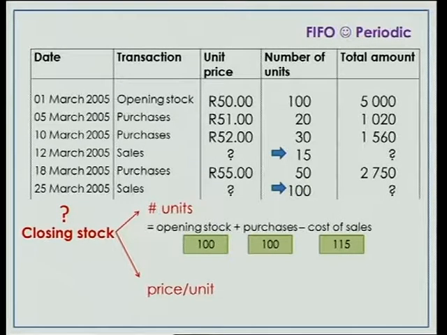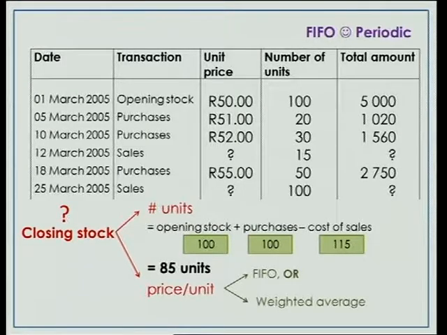So how many units do I have left now? I had 200 units to sell, of which I've sold 115. So 200 minus 115, I'm left with 85 units. Now the difficult part is, what's the price per unit? Okay, well that depends. What does it depend upon? It depends on, am I using the FIFO method or am I using the weighted average method? So which one are we using? We're using the FIFO method.